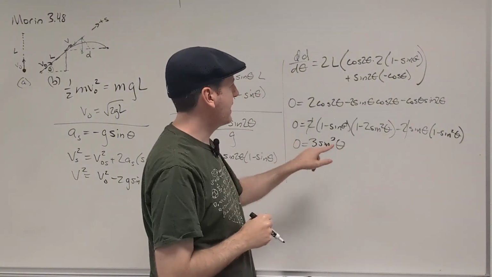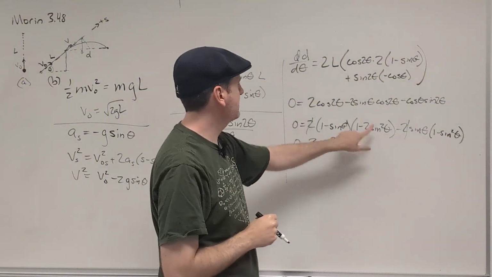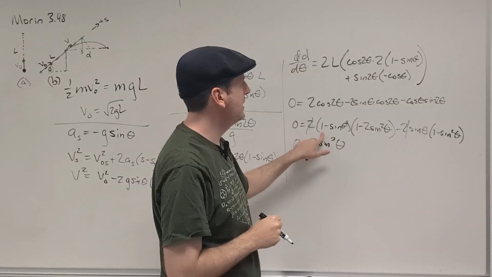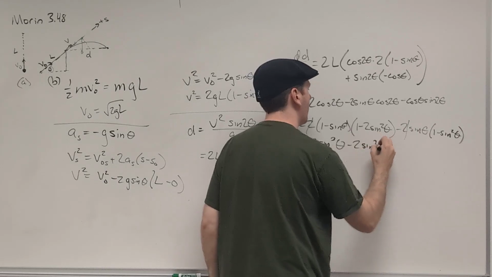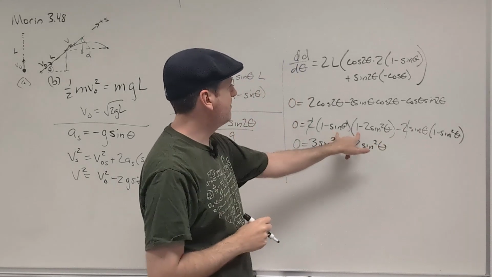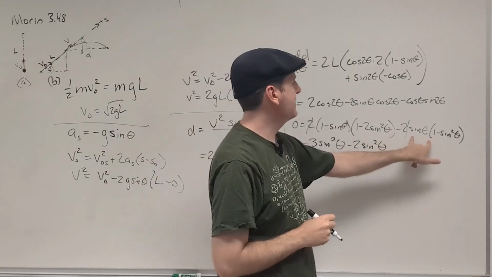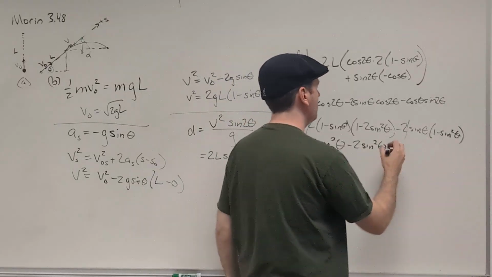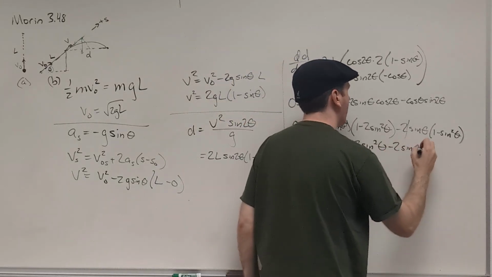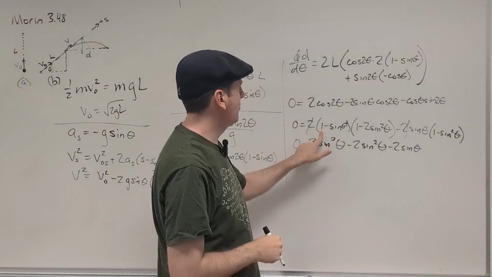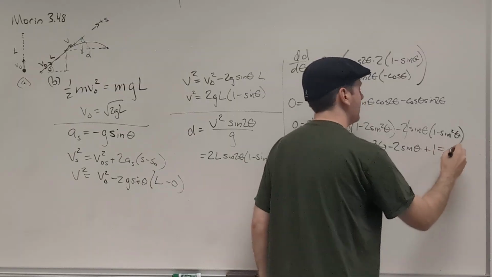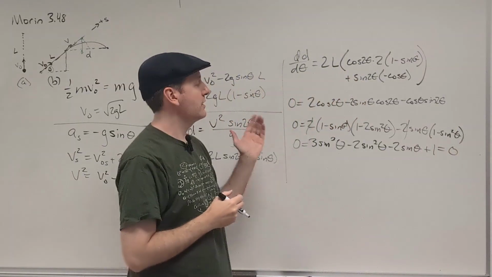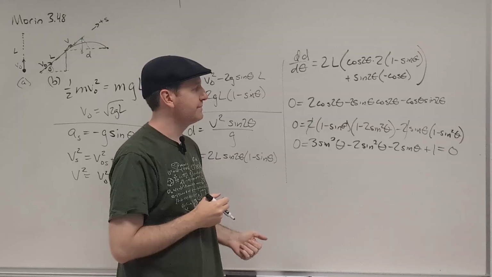Now let's look for our quadratic terms. This guy times this will give me a minus 2. I think that's the only one. Now our linear terms, we have a minus sine theta here and a minus sine theta here. That's minus 2. And then finally our constant term is 1, and that's it. Okay, so we've got our cubic equation for sine theta.